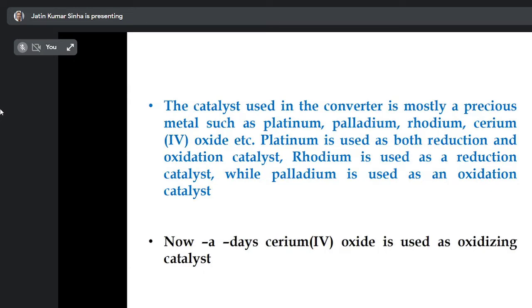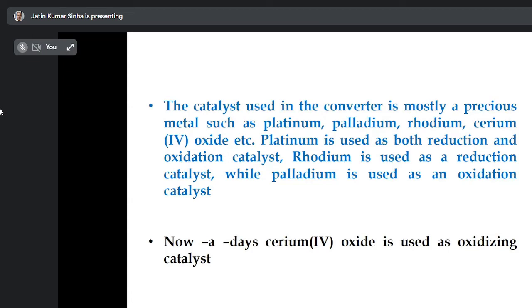So platinum, palladium, rhodium, cerium oxide, or a combination of all these noble materials, like platinum and palladium or platinum and rhodium. Okay. Also the catalysts from the lanthanum series are being used, like cerium oxide. But these are very, very expensive materials.